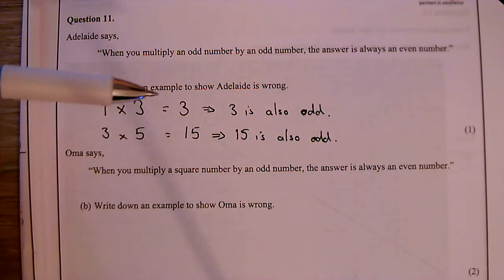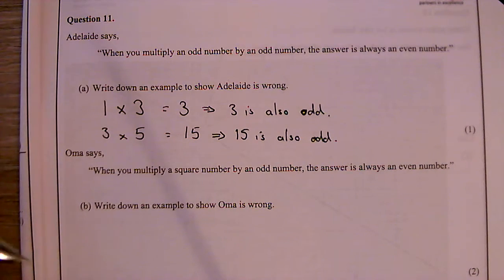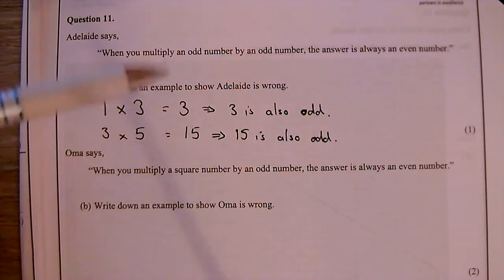The mark scheme here would allow any examples that work. So you could have picked really big numbers, or you could have picked odd numbers that were the same, for example. So you could have done 3 times 3, or you could have done 5 times 5. Again, those are going to give you odd numbers. Okay, so it's just a case of finding one that works and then showing that it is also an odd number.